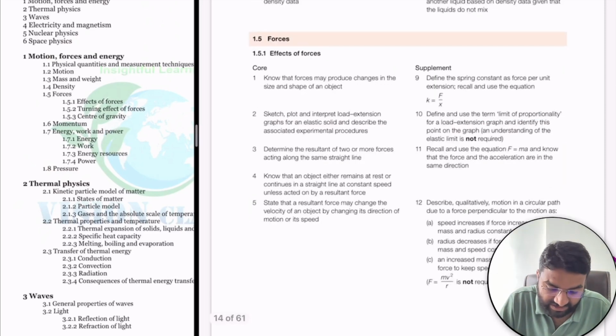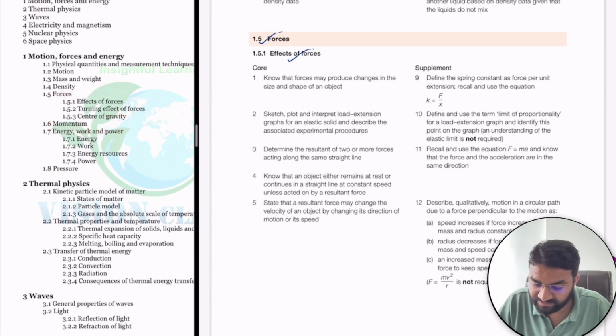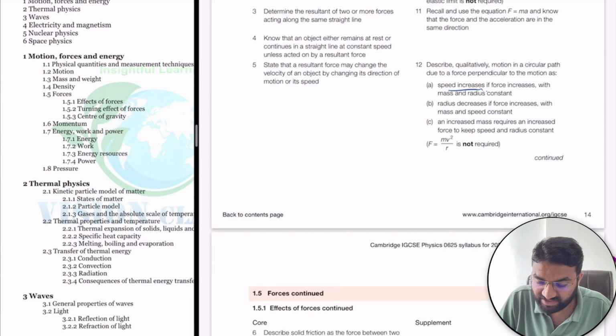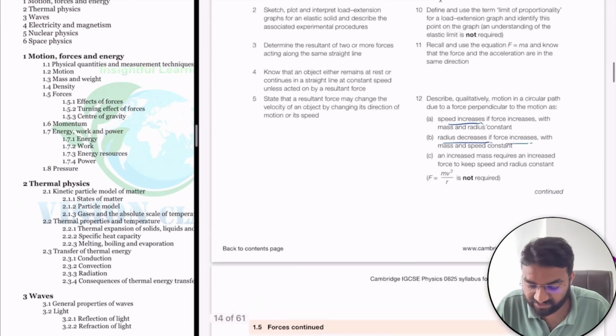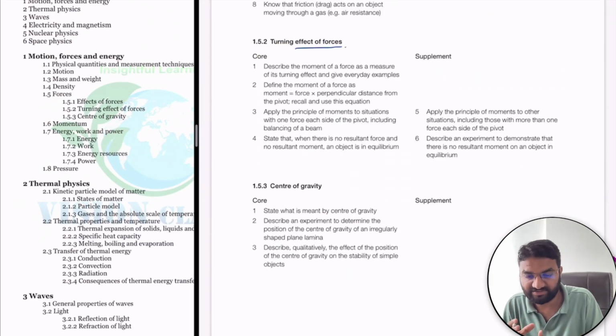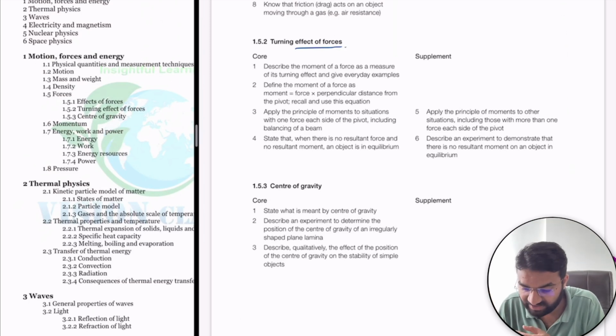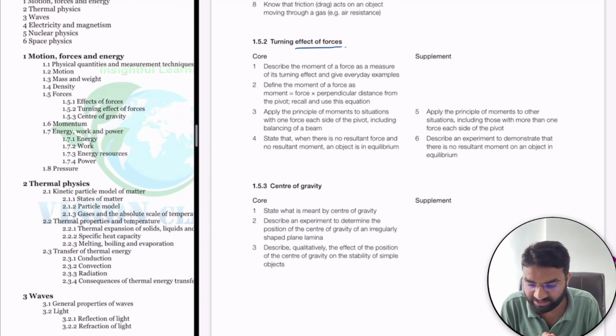And forces: under forces you have the effect of forces. Here you can see the turning effect of forces and center of gravity. These are some of the criteria that you have to understand, even extra for the extended student. Both core and extended students have to understand the turning effect of forces concept, with examples. Extended students have to understand and apply this concept to solve real life problems as well.